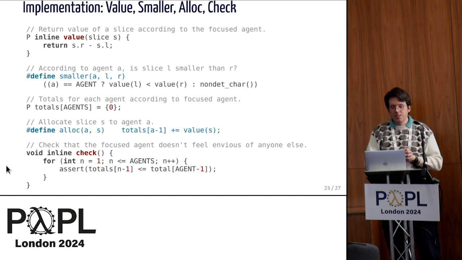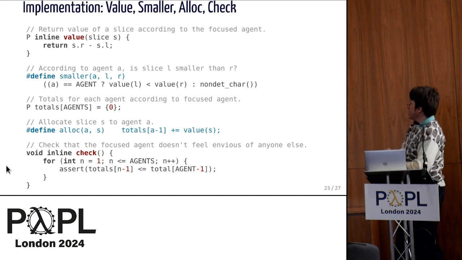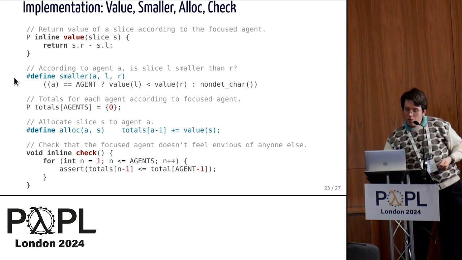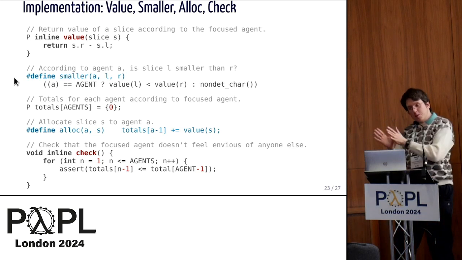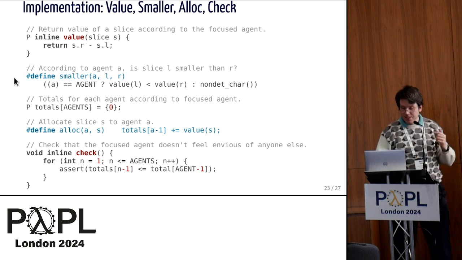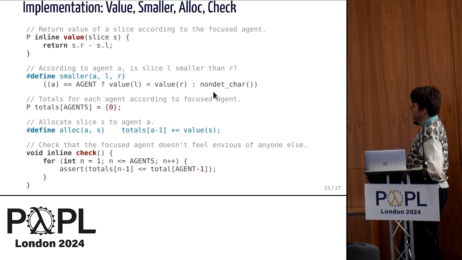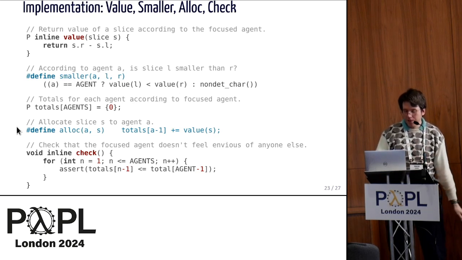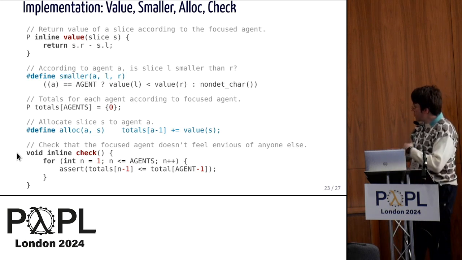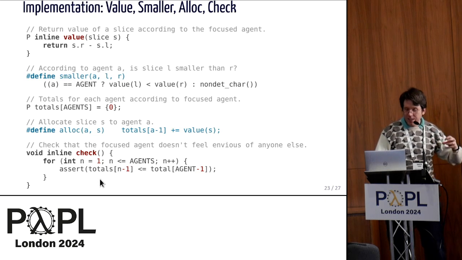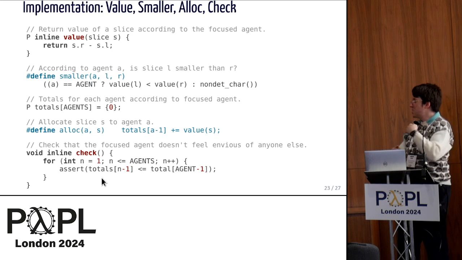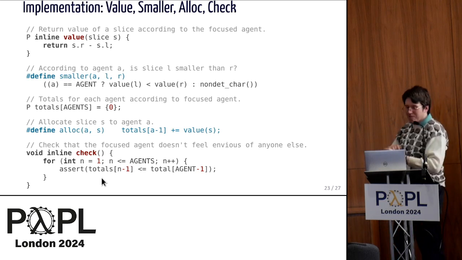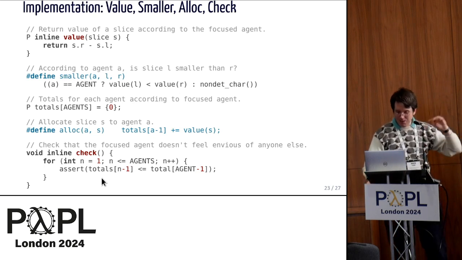Okay, so finally, after that, we need to think about adding up all the values of the slices. The value of a slice is just the distance in crumbs between the right end and the left end. When we want to ask an agent, is one slice smaller than the other? If it's the focused agent, we look at what the agent thinks the value of the slices are. If it's not, we make it a non-deterministic choice. And then when we allocate the slices to the agents, we store a running total, we add them up, and then right at the end of our program, where we are checking that the agent doesn't feel envious, we do that just by asserting that all the other agents have a smaller or equal total to the focused agent. Okay, so that's how we translate all of those operations into grungy C with non-determinism and assumptions to restrict ourselves to only considering certain paths of execution.